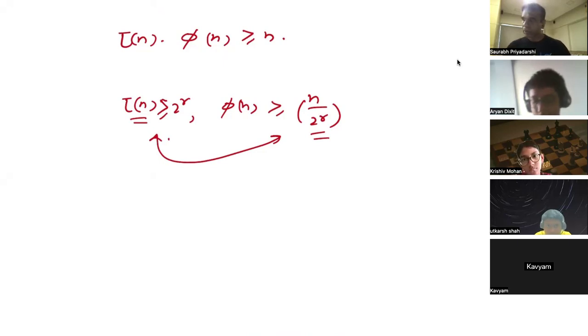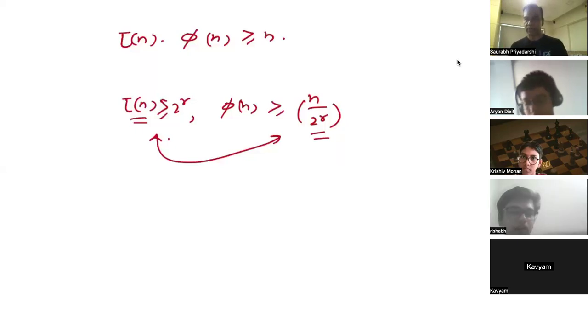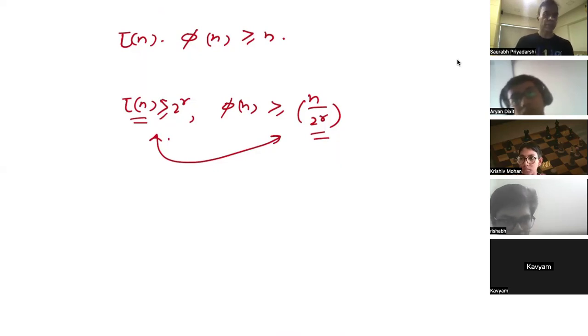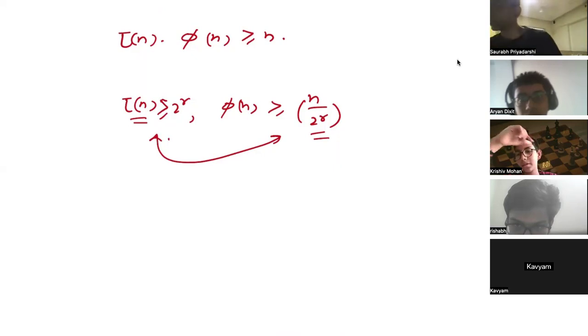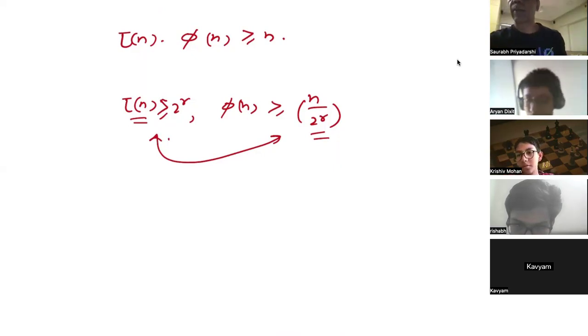Okay, any more doubts on this? Anyone having? No. Okay. So sir, now how did tau n greater than or equal to 2 to the power r come? Who is going to explain this? Tau n greater than or equal to 2 to the power r. Sir, we can write tau as (p1 plus 1) till (pk plus 1). Since p1 till pk are all greater than or equal to 1, each factor is greater than or equal to 2. Multiplying them, it is greater than or equal to 2 to the power r.